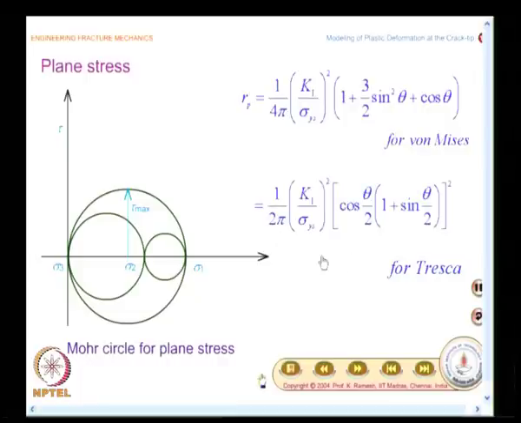And for Tresca, this turns out to be 1 by 2 pi (K 1 by sigma ys) whole square, multiplied by cos theta by 2 times (1 plus sin theta by 2) whole square. I am not reading the brackets, you put the brackets as per the equation. Since you have these expressions, it is possible for you to do the polar plot.